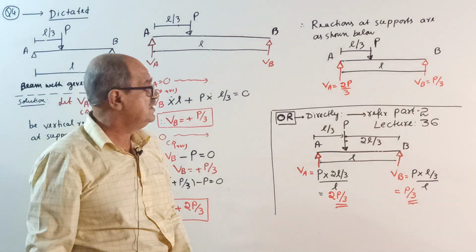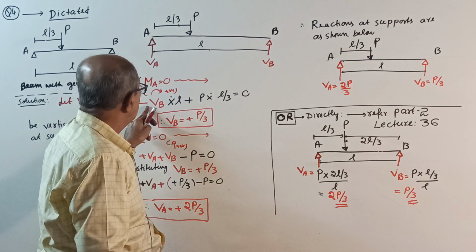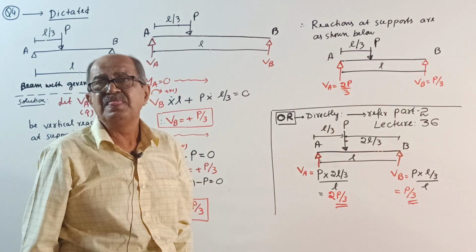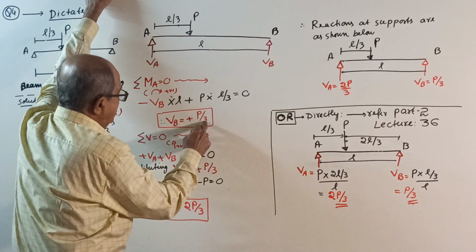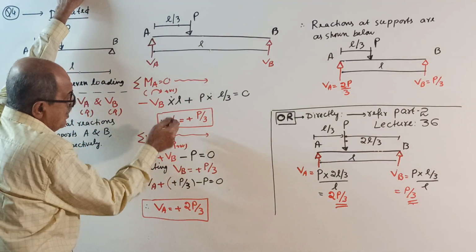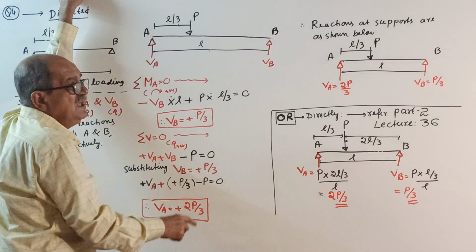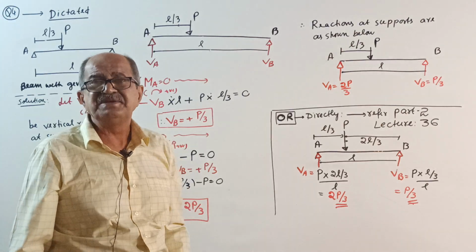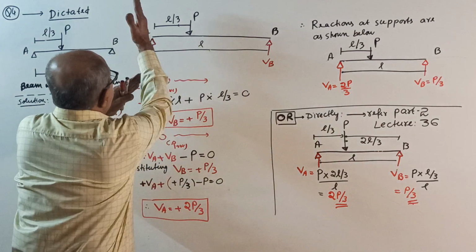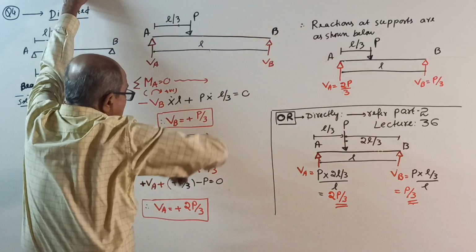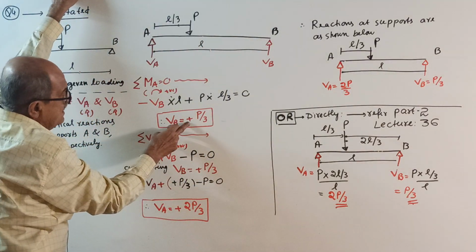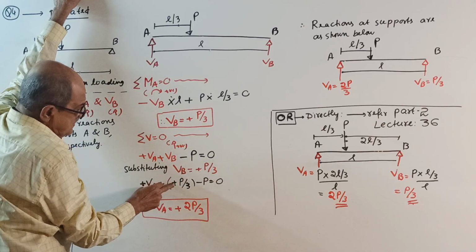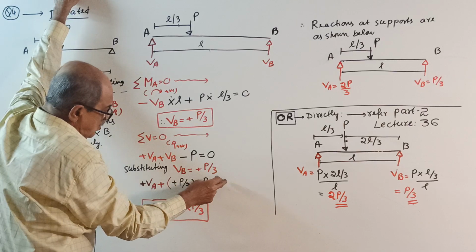Primary school mathematics. See, sometimes what happens is the sign important. If one term is negative, one is positive, answer will come plus. Okay. It will come plus P by 3. Sigma V equals 0, upward positive, right here. Algebraic sum of the vertical forces equal to 0, considering both action and reaction. Plus VA plus VB minus P equal to 0. You already got VB value. Substituting VB equal to plus P by 3, VA plus P by 3 minus P equal to 0.